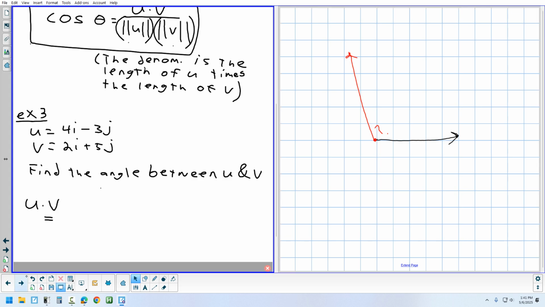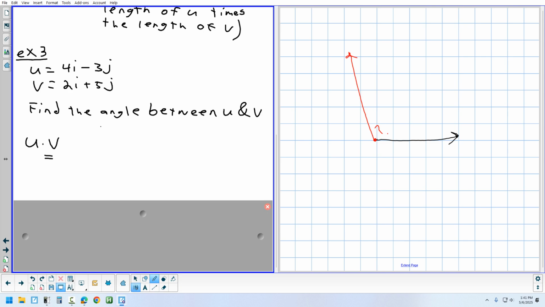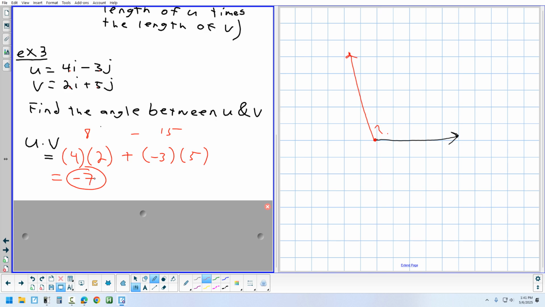Okay, first thing I need is the dot product. How do I find the dot product? 4 times 2 plus negative 3 times 5. Yep. That's going to give me 8 minus 15. So that's a dot product of -7. Okay, so that's the first thing we need.